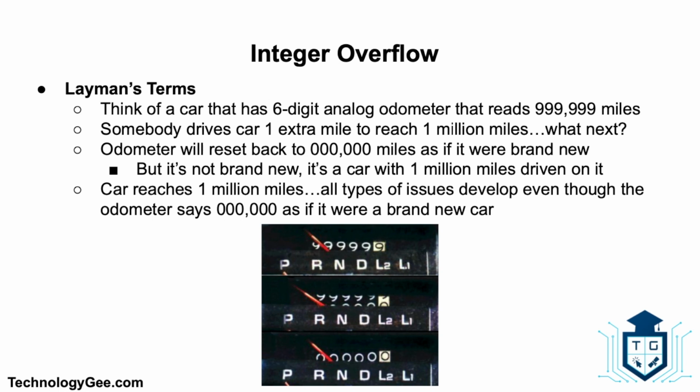The only problem is this is not a brand new car. This is a car that has 1 million miles logged on it, but it just can't physically display 1 million miles on the analog odometer. As this example relates to computer programming, in theory, after the car reaches mile 1 million, the car would open itself up to all types of problems with its engine and overall performance, which would be further proof that just because the analog odometer says 000,000, it still is not a brand new car fresh off the factory floor. So that's the basic concept.